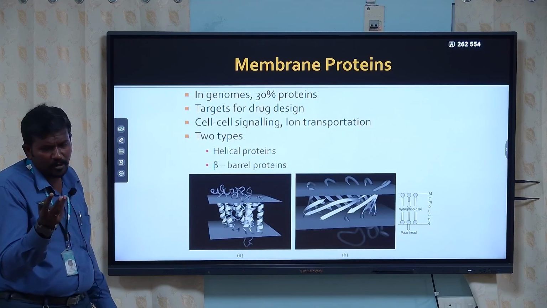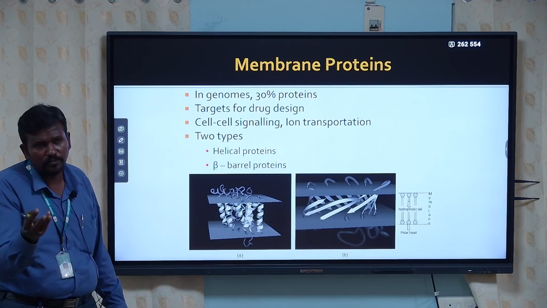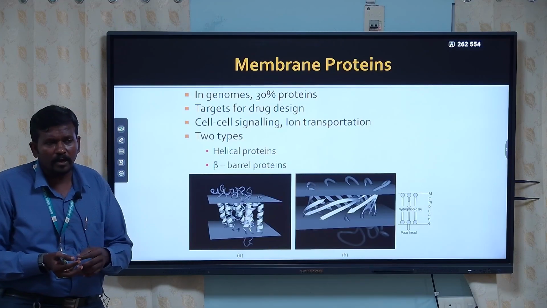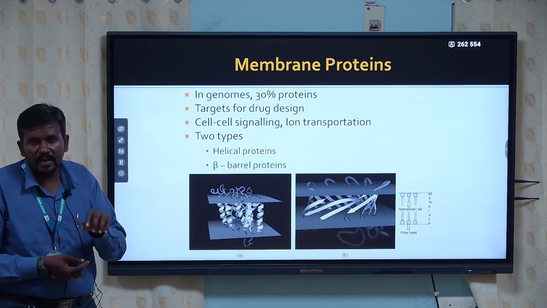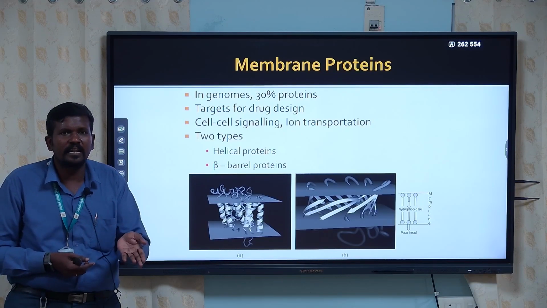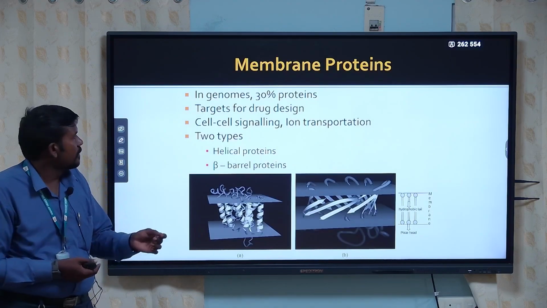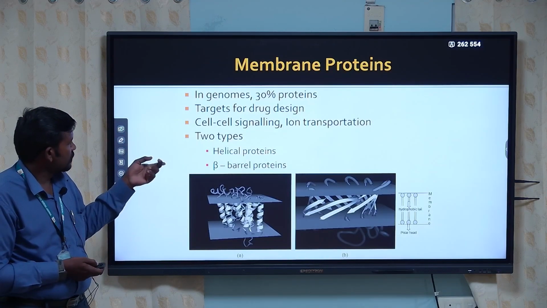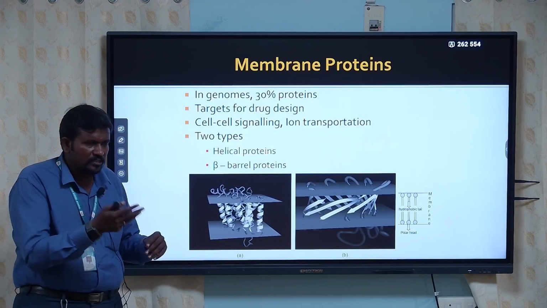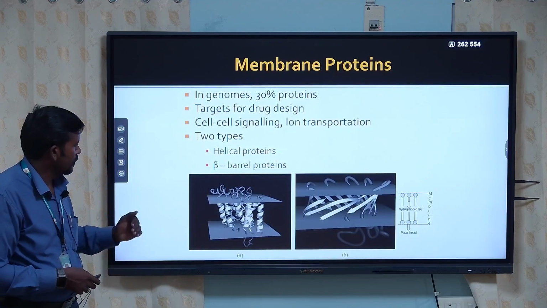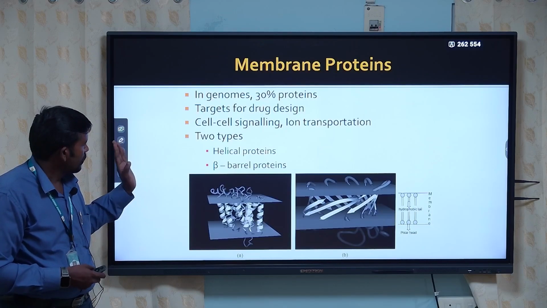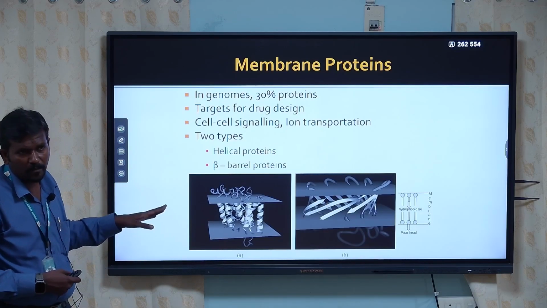Others are cell signaling proteins or ion transportation proteins. These proteins are always on the surface of the cell membrane, so they are involved in the activation and deactivation of the cell, that is, the regulation of cell activity. So they can be used as targets for drug design. They are involved in cell signaling, so they can communicate with the receptors. They are also involved in ion transportation, and there are 2 types: helical proteins and beta barrel proteins.